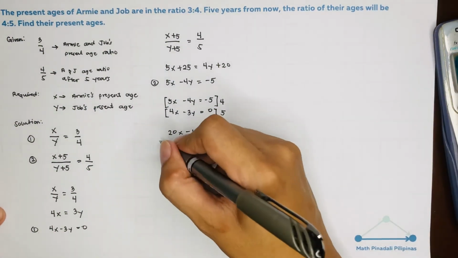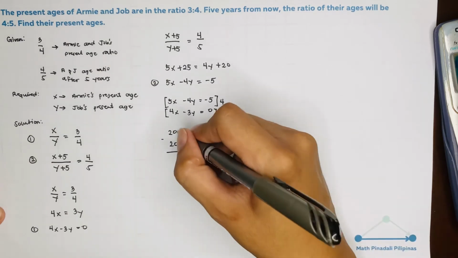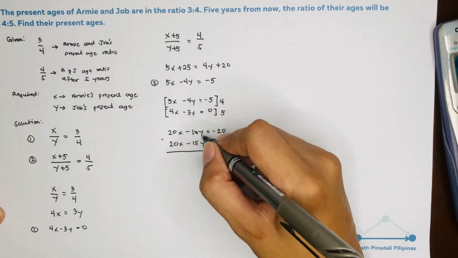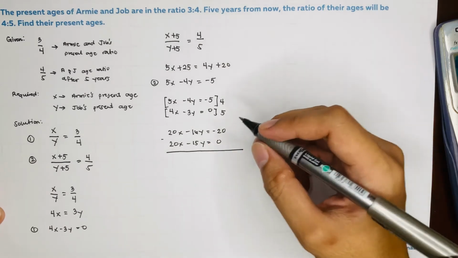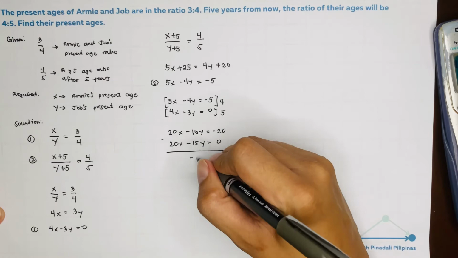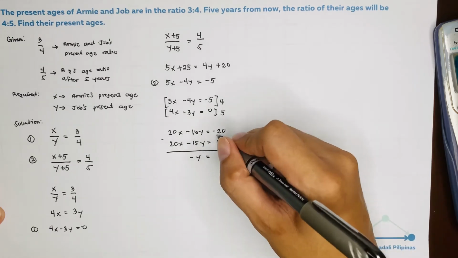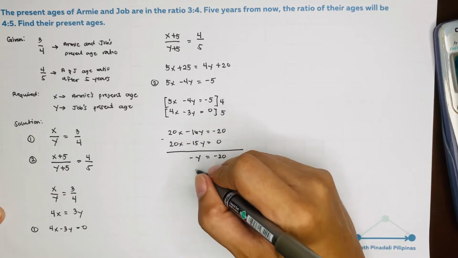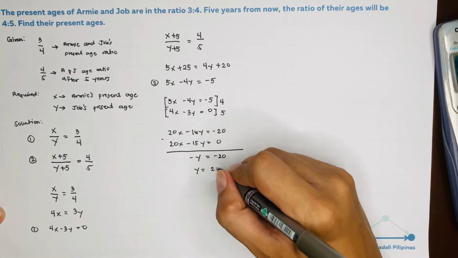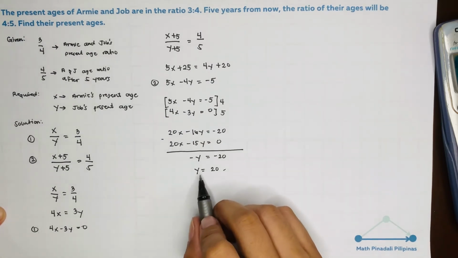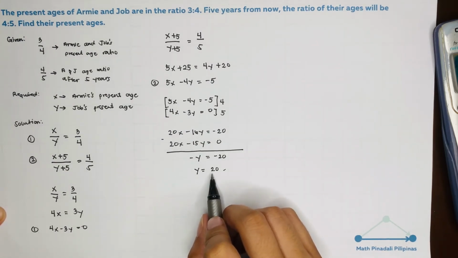So by elimination, subtract our equations. 20x minus 20x is 0x. Negative 16y minus negative 15y, that's negative 16y plus 15y. We have negative y is equal to negative 20 minus 0, negative 20. Solving for y, y is equal to positive 20. Okay? Now we can solve for x by plugging it into one of our equations.